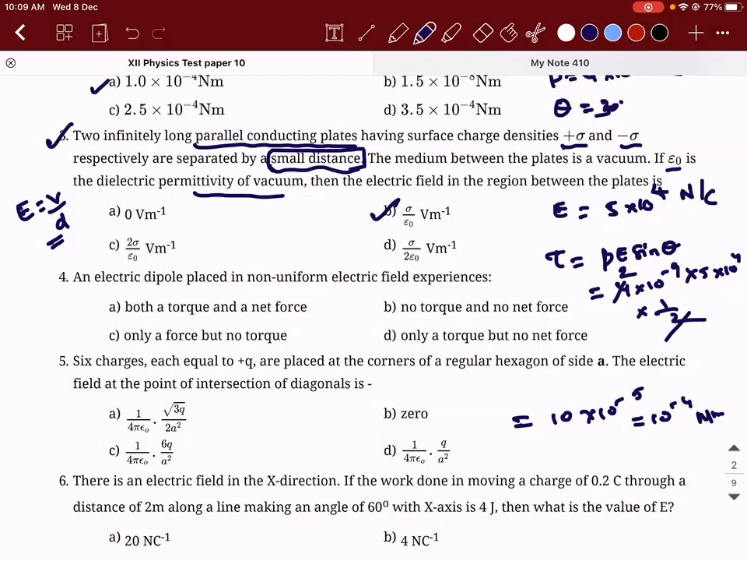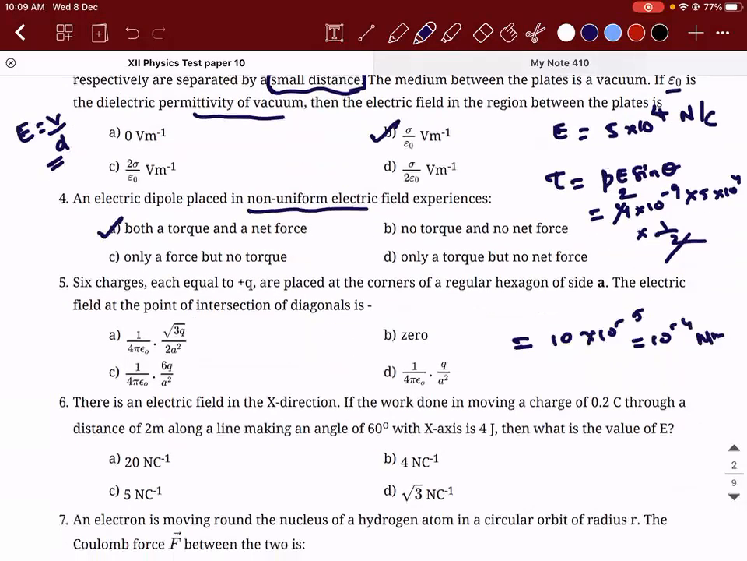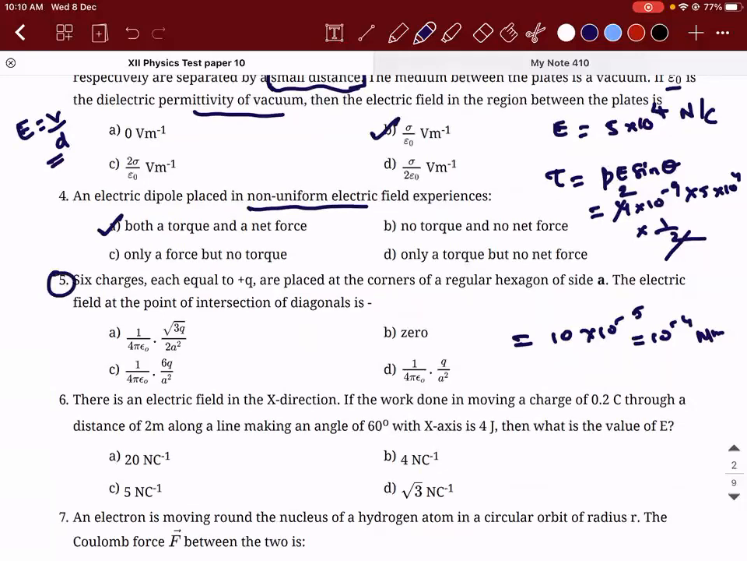When you place an electric dipole in a non-uniform electric field, what happens? It experiences torque as well as force. So what is the answer? Both a torque and a net force. Yes.